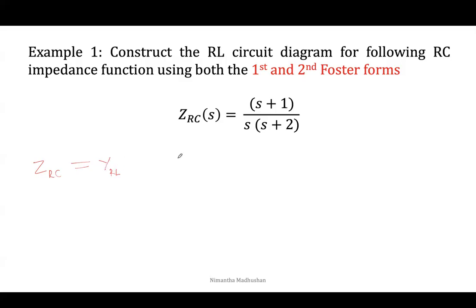The RC impedance function is given, then we can find the admittance value of the RL network. It will be Y_RL equal to (S plus 1) over S times (S plus 2). This is our function. In the first form, we can apply partial fraction expansion to this function.